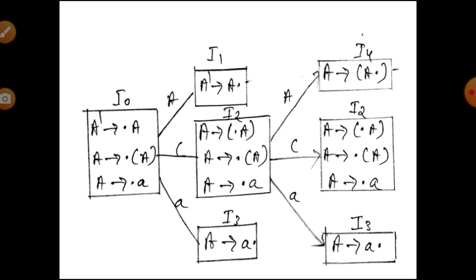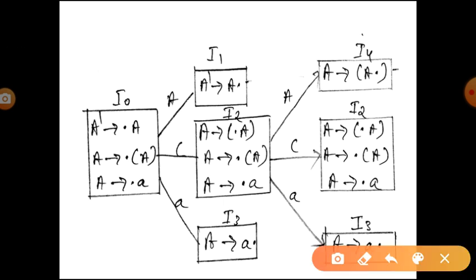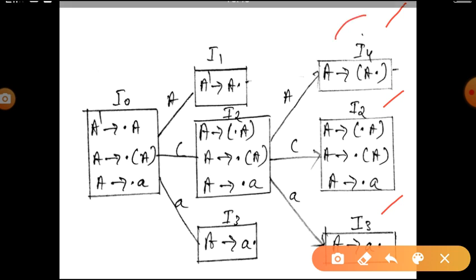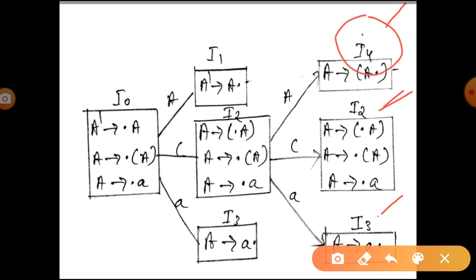Next, continue with I3, applying closure with I3. You can't apply it because the dot is at the end. This is a final item. For a final item you can't apply closure. Final item means the dot is at the rightmost position. So in this step we have obtained I4, I2, I3. What is the new set that we have obtained? I4. These two already exist.